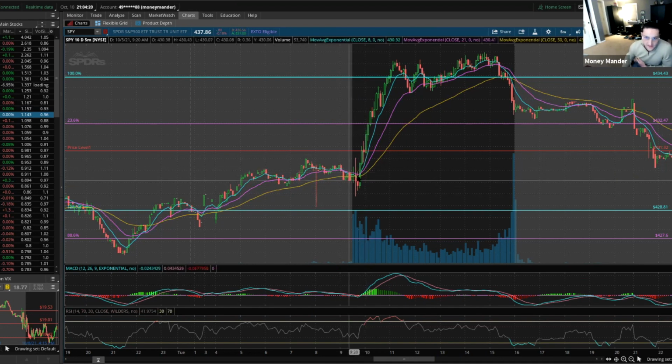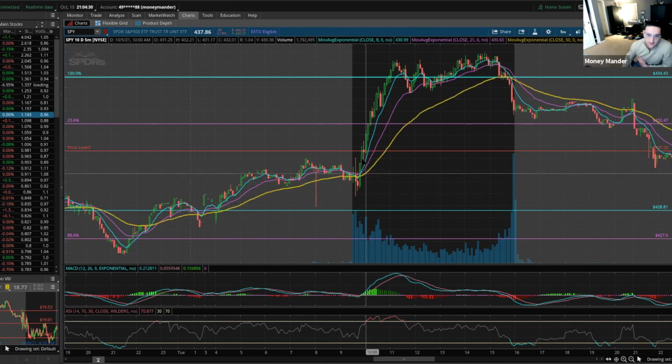But once we get this candle here, right at 9:45, we break above all 3 EMAs. You now get the 8 gapping back up above the 21 under it and the 50. This is textbook like bull flow here.